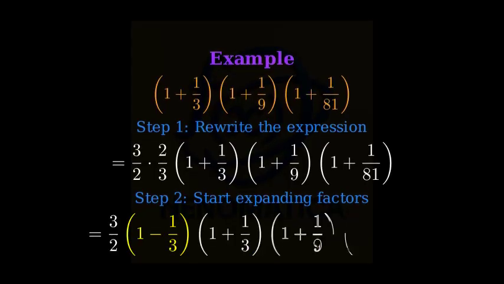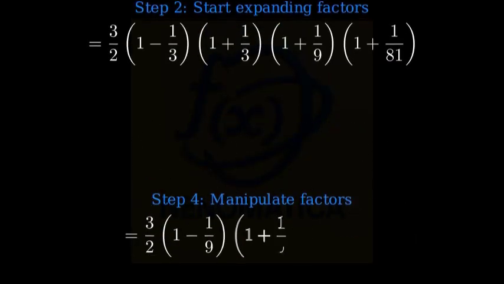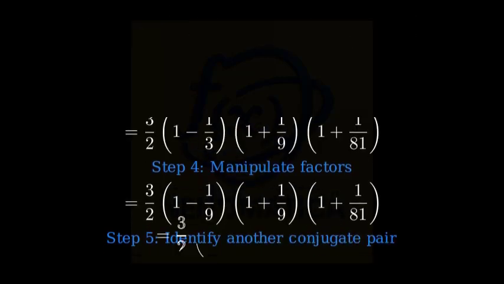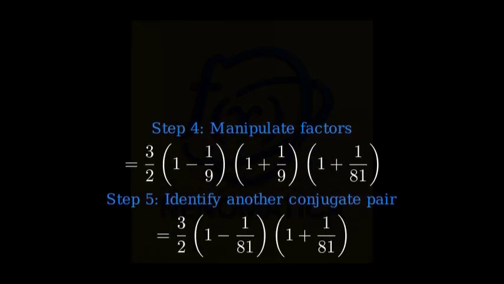Then we expand the first factor. We can rewrite (1 - 1/3)(1 + 1/3) as (1 - 1/9) and (1 + 1/9). In the fifth step, we simplify further. We have 3/2 times (1 - 1/81) times (1 + 1/81). The factors 1 - 1/81 and 1 + 1/81 form another conjugate pair.